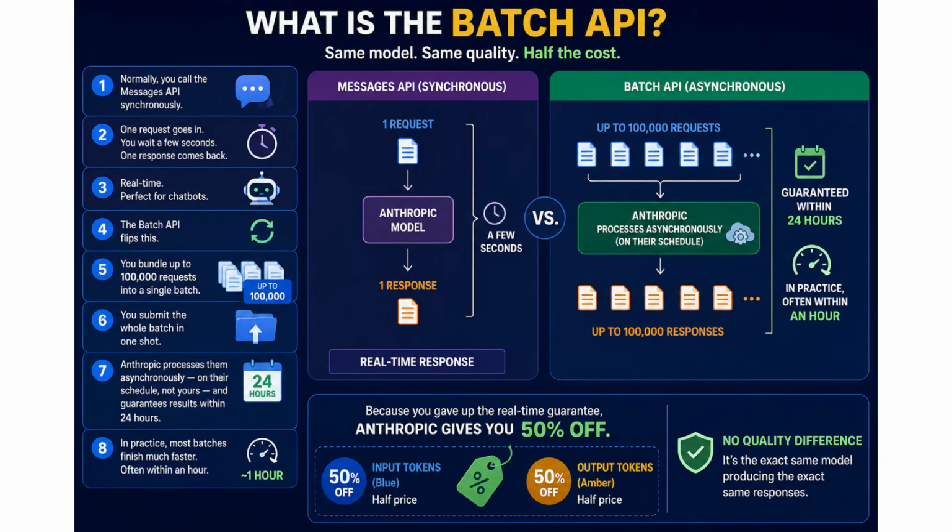And because you gave up the real-time guarantee, Anthropic gives you 50% off. Both directions. Blue input tokens, half price. Amber output tokens, half price. No quality difference. It's the exact same model, producing the exact same responses.